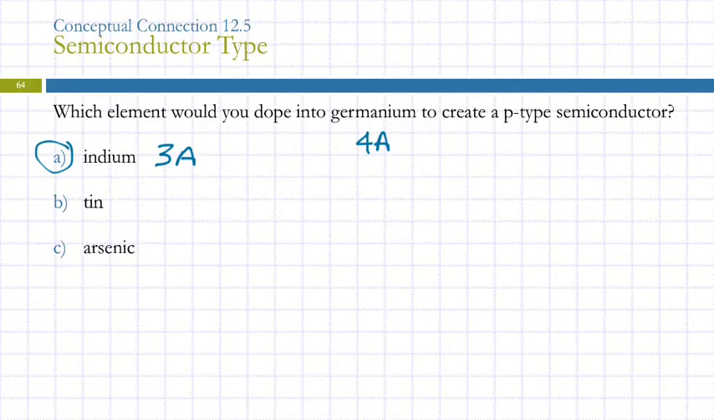What if we wanted to make an n-type? We'd add arsenic. Adding tin isn't really going to do anything in terms of changing the conduction because it's got the same number of valence electrons. Any questions?